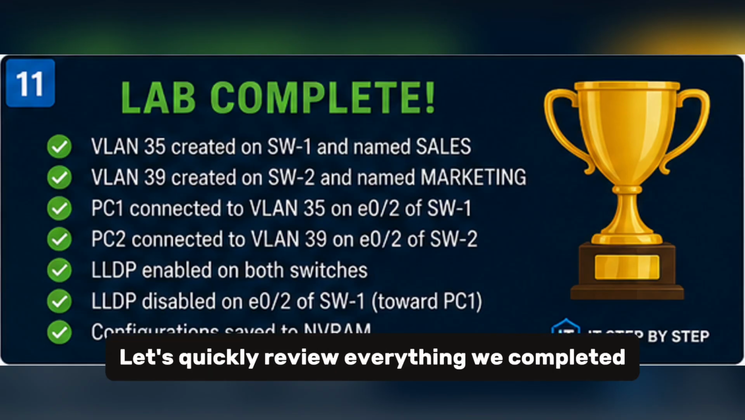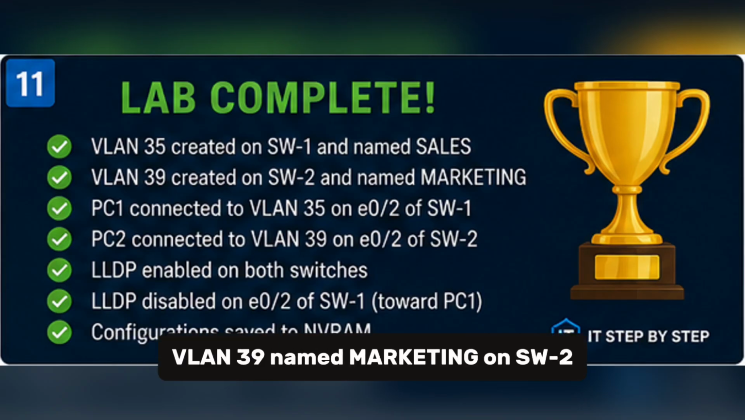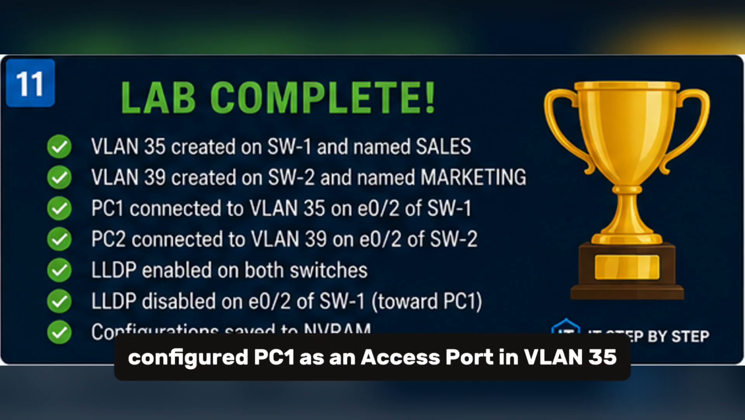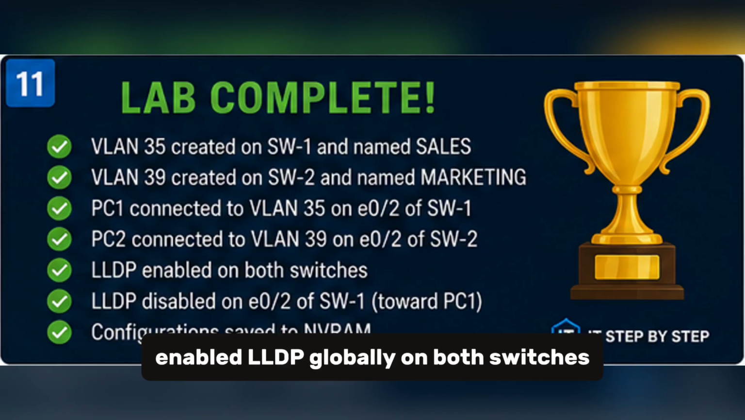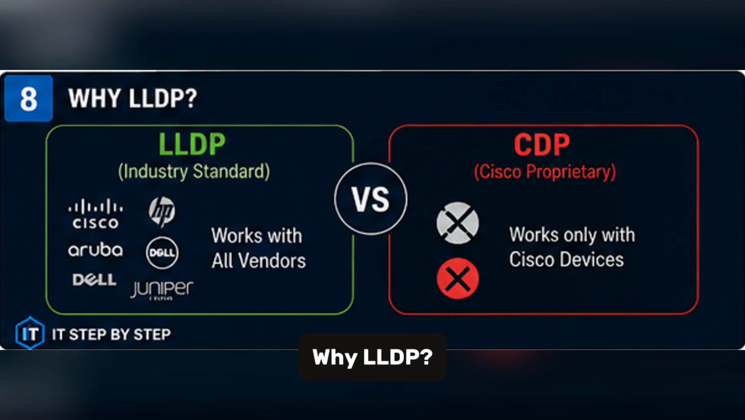Let's quickly review everything we completed. We created VLAN 35, named sales, on SW1. VLAN 39, named marketing, on SW2. Configured PC1 as an access port in VLAN 35. Configured PC2 as an access port in VLAN 39. Enabled LLDP globally on both switches. Disabled LLDP transmit and receive toward PC1. Why LLDP?